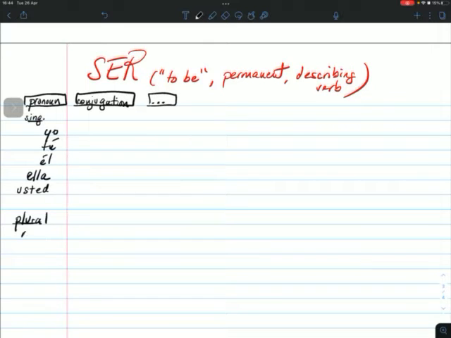And by that, I have nosotros, that's we. That's a bunch of guys, or a bunch of guys and girls. Nosotras with an A-S. That means we again, but it's a bunch of girls saying that. We have vosotros and vosotras, right? This is y'all, basically, y'all, informal, plural.